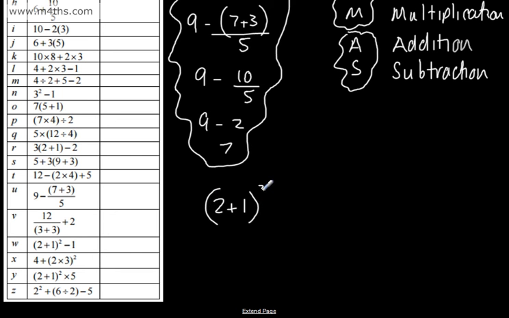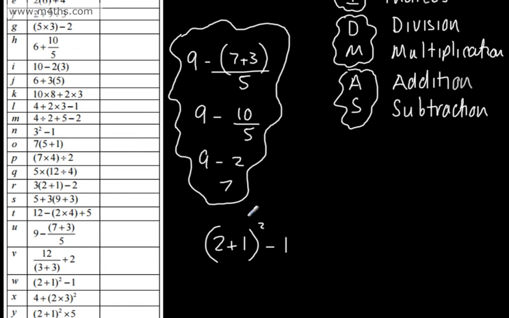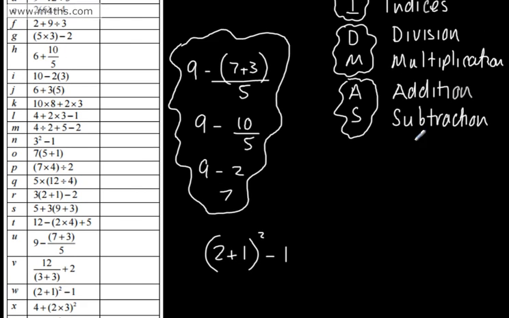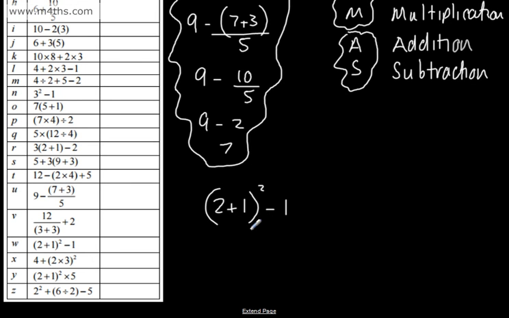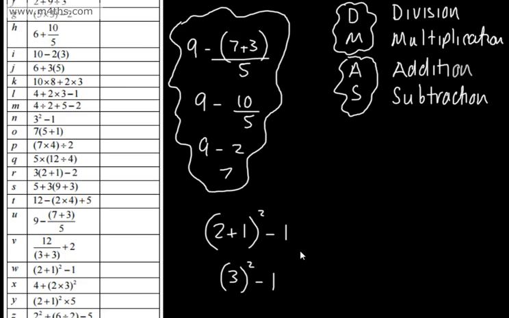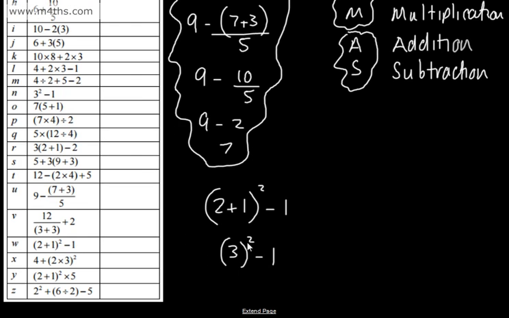So what we have here now are brackets. We've got a power, and then we've got some subtraction. So let's do the brackets first. 3 comes from the 2 plus 1, so we have now 3 to the power of 2 minus 1. So I've done the brackets first, now I need to do the index, or the indices, or the powers if you like.